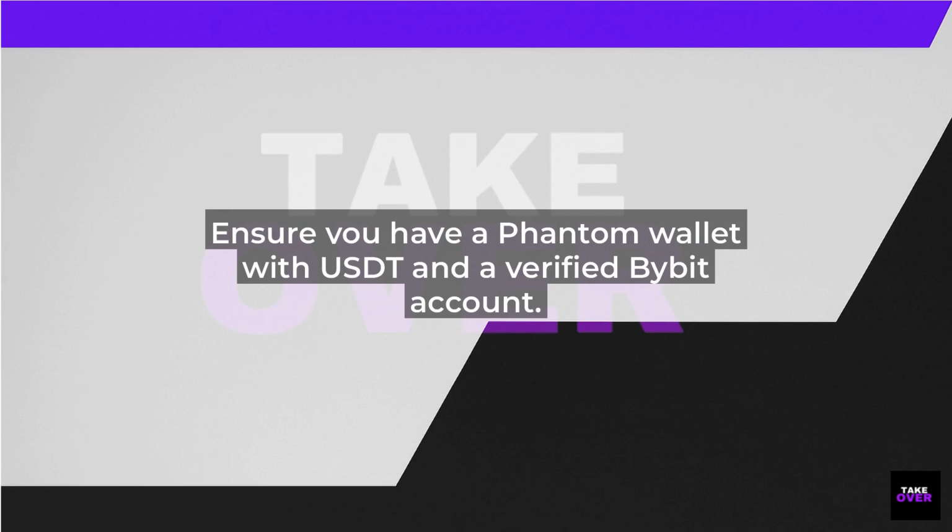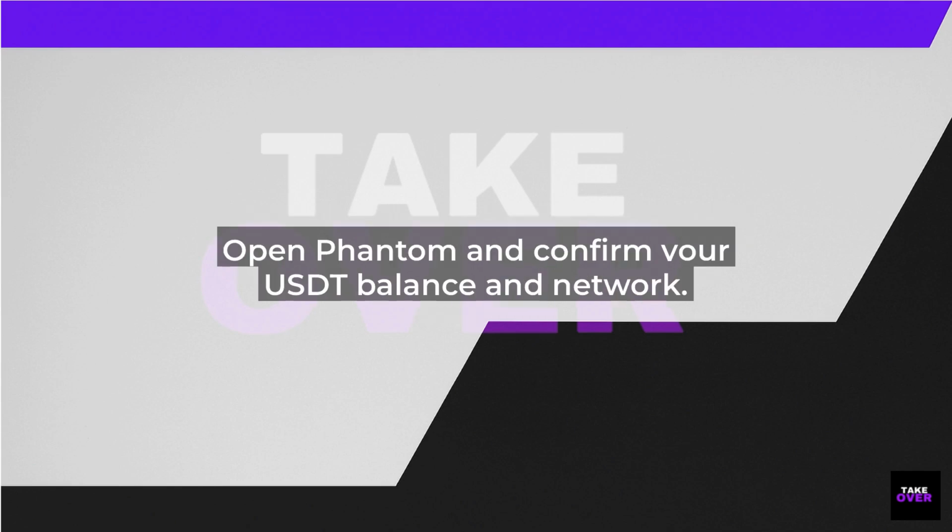First things first, make sure you have everything set up. You'll need a Phantom wallet with USDT in it. Phantom is a popular wallet for Solana and other blockchains. Also, have a verified Bybit account ready, as exchanges like Bybit require KYC for security reasons. If you don't have these, pause here and get them sorted. Let's get into the steps.